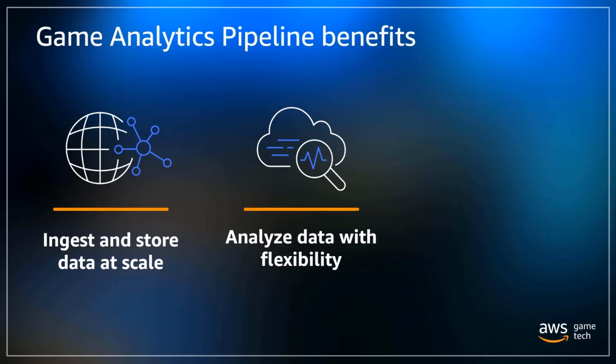The pipeline allows you to analyze data with flexibility. The solution deploys AWS Glue to provide a data catalog which provides structure to the ingested data. You can access and analyze this data using the tools of your choice. The solution starts you off with Amazon Athena and Amazon QuickSight, but you can use whatever third-party analytics tools you want by using the Glue data catalog as a drop-in replacement for your external Apache Hive Metastore.